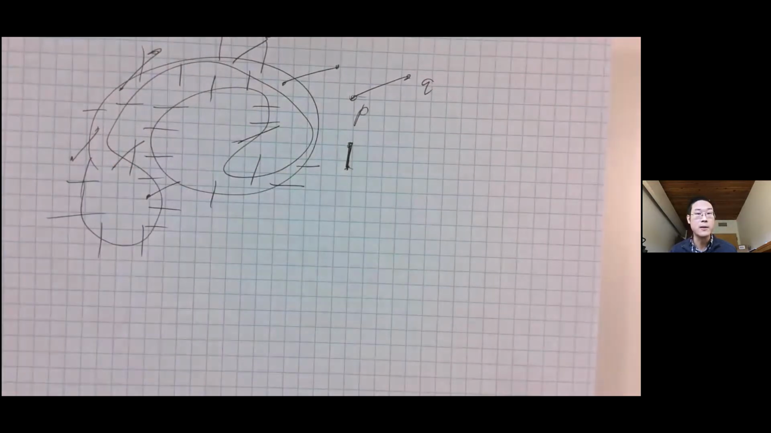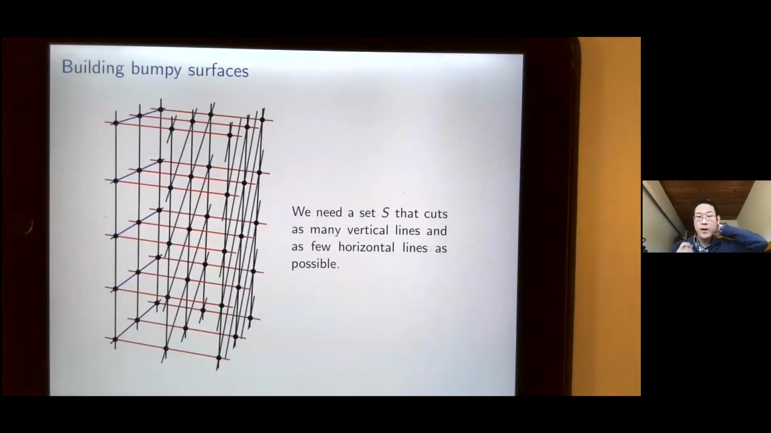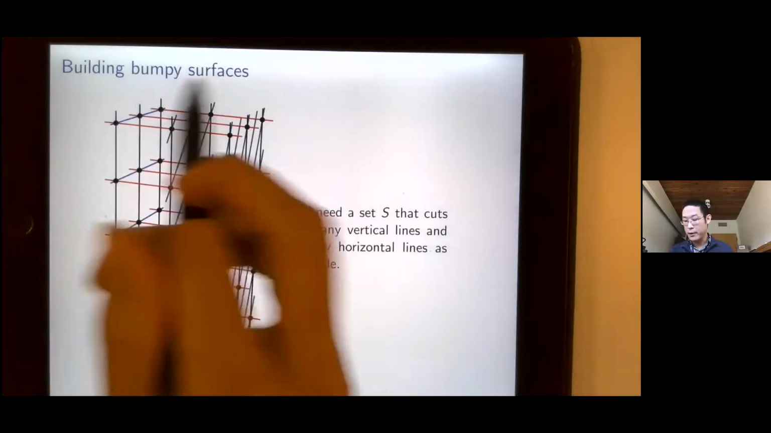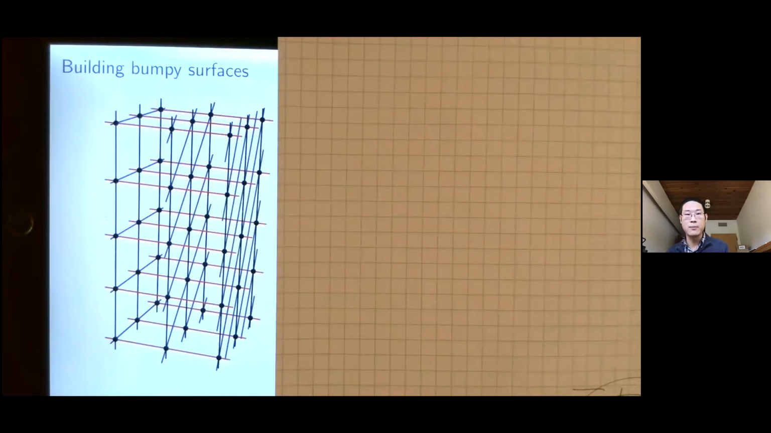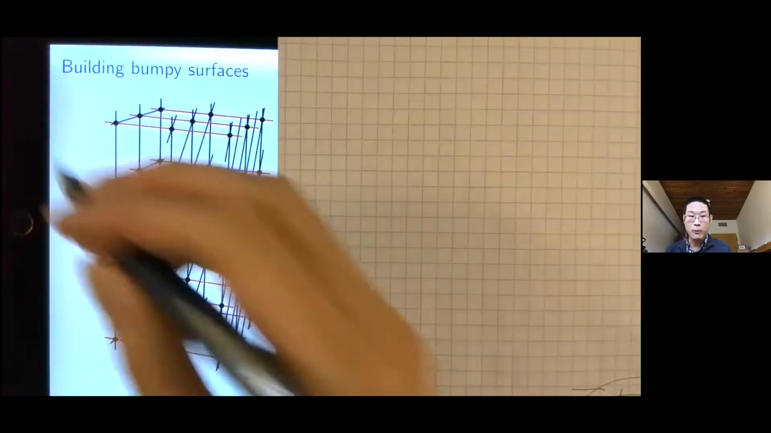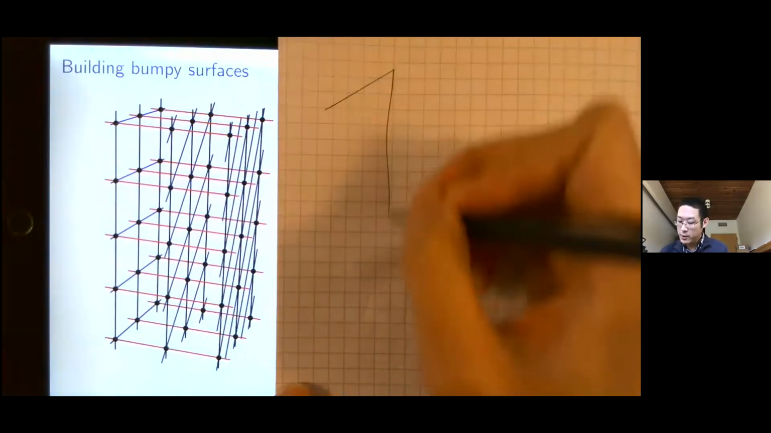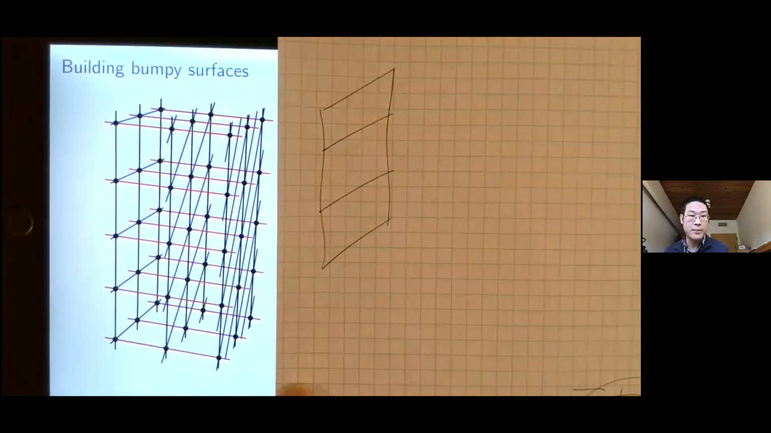So really our question is this: how do we find some set that cuts as many vertical lines and as few horizontal lines as possible? How do we construct a set which is, I call this a bumpy surface, because imagine how you construct this, or think about how you would construct something like this. Say start with a surface that's just the YZ plane here, this vertical plane off to one side, where I have these blue lines going just front to back on this vertical plane.